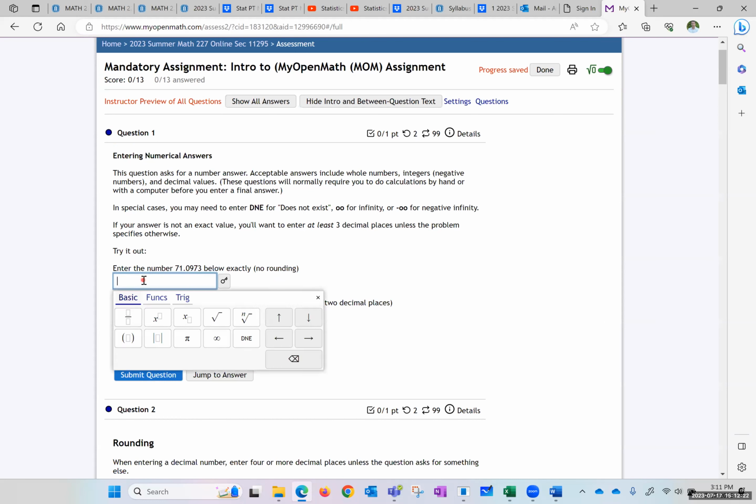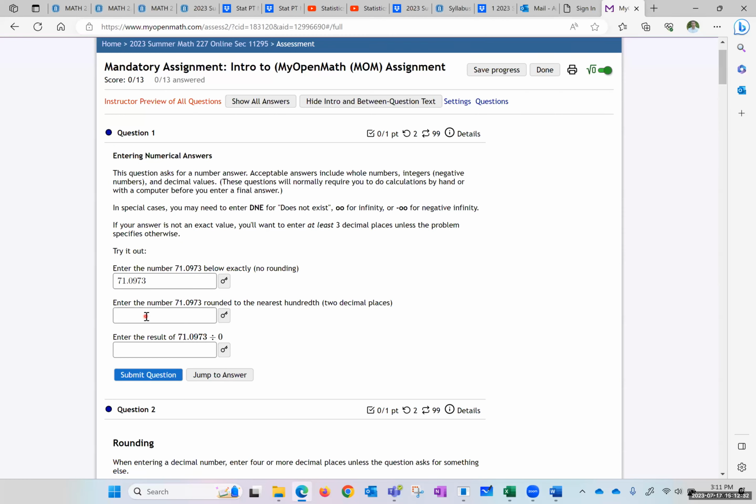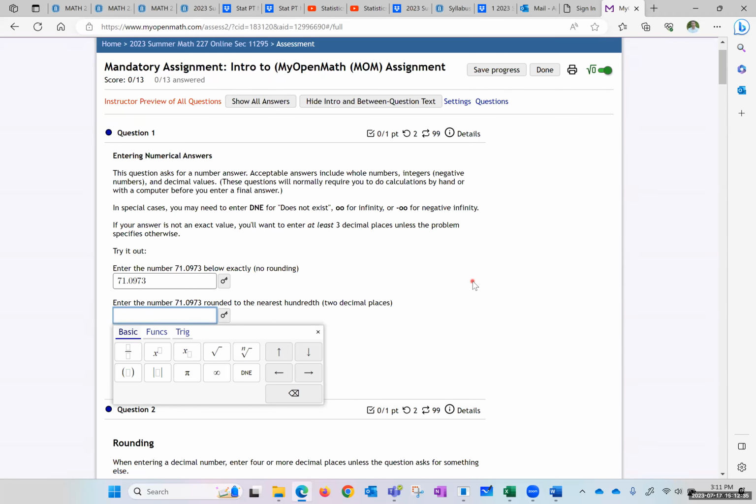So 71.0973. So you enter that. Enter this number, round it to the nearest hundreds. That means you have to change this one. Okay. Because it's 7, it goes up. $71.10. Okay.